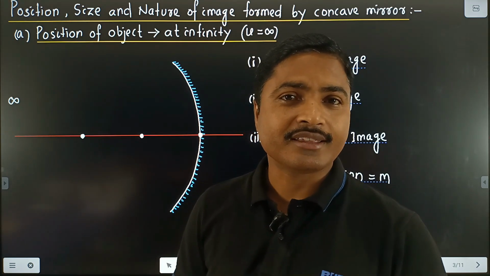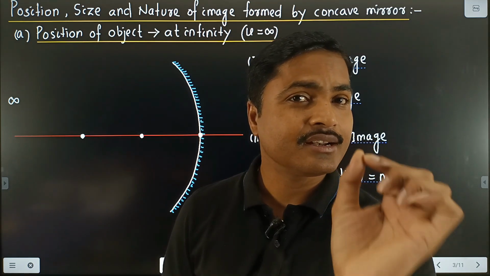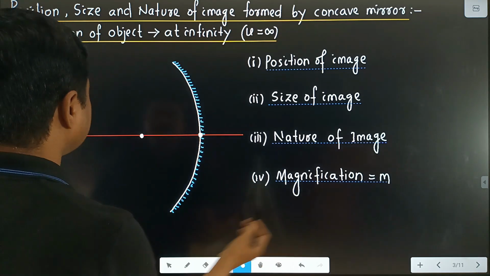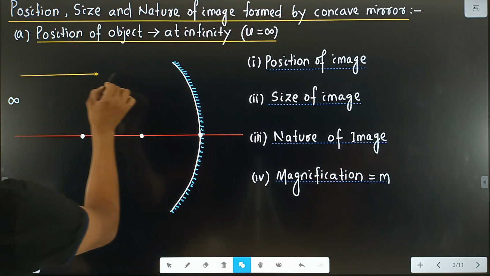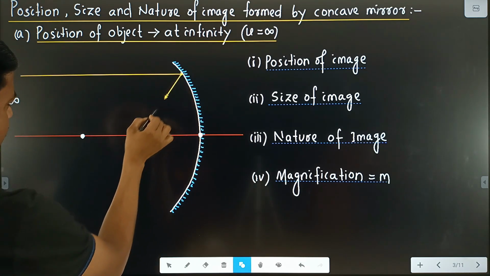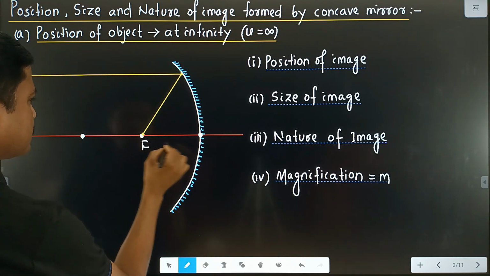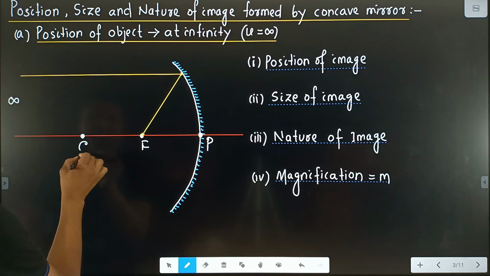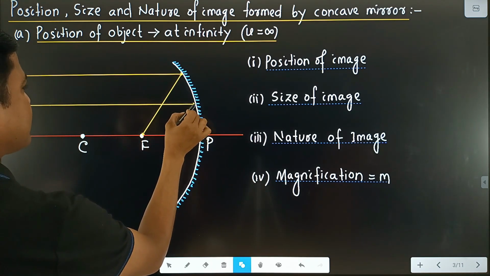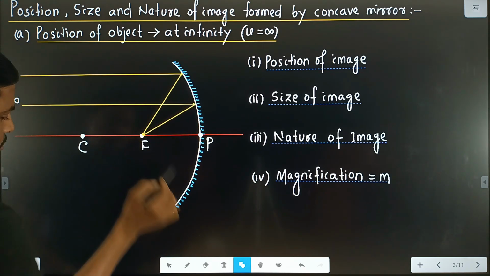If the object is at infinity, that means the source is at infinity, then what happens? You know, all the incident rays are parallel to each other. If incident rays are parallel to each other, we draw the incident ray. Suppose this one, the first incident ray parallel to the principal axis, and you know, after reflection the ray must be passing through the focus, so we write this is known as the focus, this point is the pole, and this point is the center of curvature. Similarly, if another incident ray is there, that is also parallel to the principal axis, and after reflection the ray must be passing through the focus.